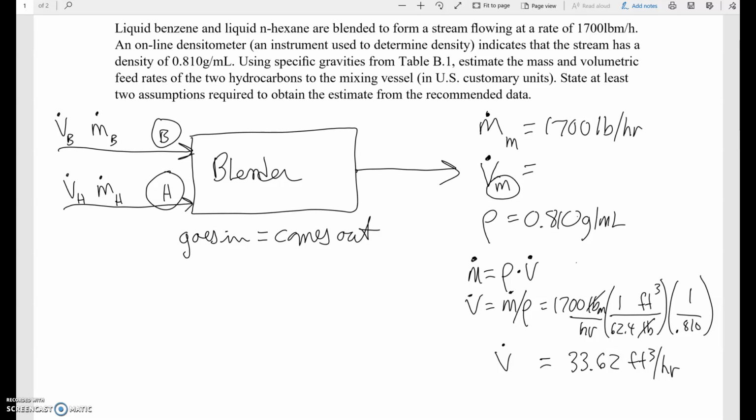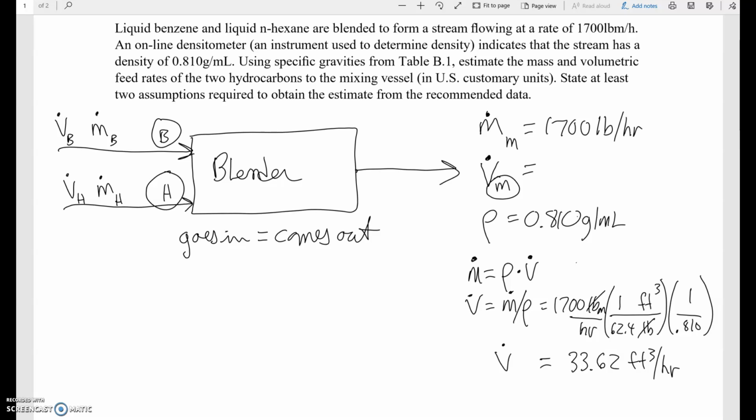I also know that the density of this material is 0.810 grams per milliliter. I know that the mass is the density times the volume. Therefore, the mass flow rate is the density times the volume flow rate. I can rearrange that because I know the mass flow rate. What I don't know is the volume flow rate. And I can say that the volume flow rate is the mass flow rate divided by the density. Well, what are those numbers?